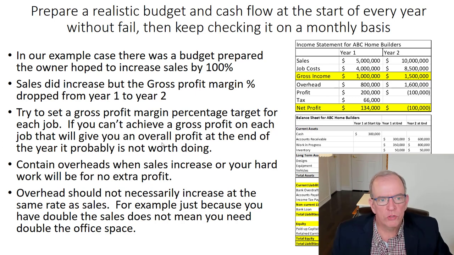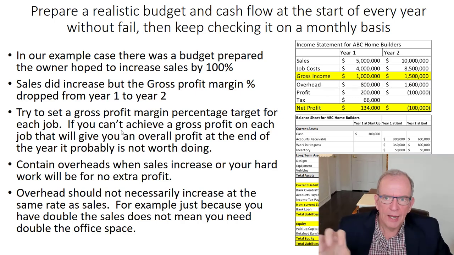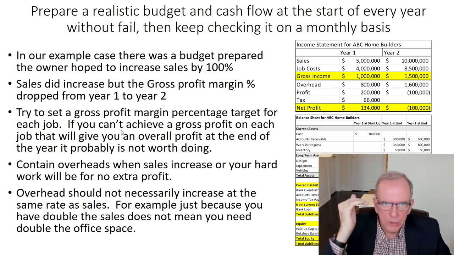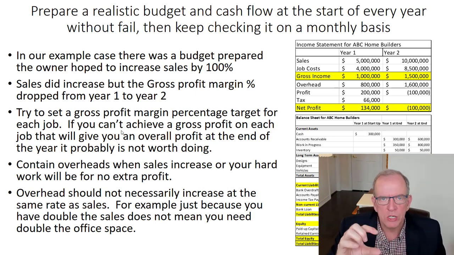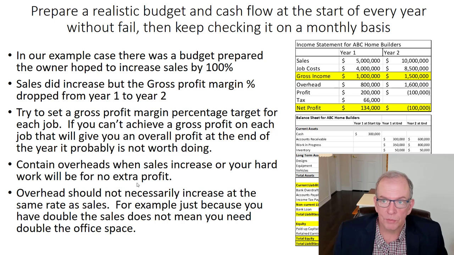Try to set a gross profit margin percentage target for each job and see if you can achieve it, right? And if your projects add up to that over the year, then your company will be achieving the overall goals of being able to pay the overhead and achieve the profit target that you've set. Again, we've discussed this in previous videos. Contain overheads when sales increase, or your hard work will bring no extra profit.